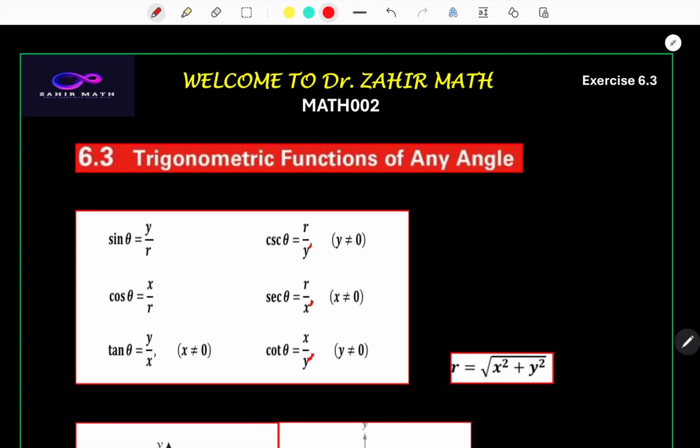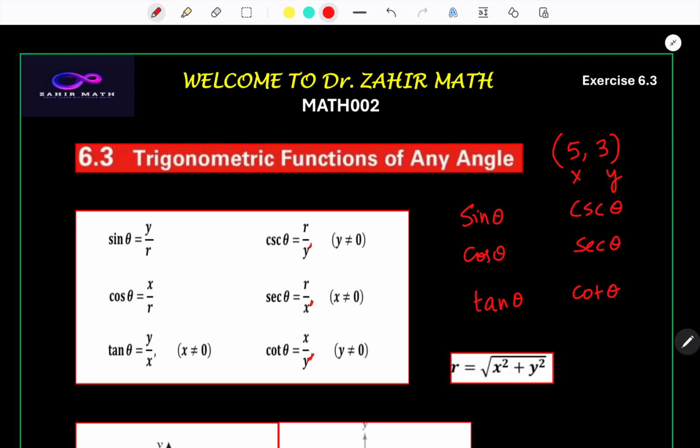So in this exercise, one point will be given. For example, 5 comma 3 will be given. It means x comma y will be given. When x comma y is given, find your sine theta, cosine theta, tan theta, and the reverses: cosecant theta, secant theta, and cot theta. This is what we are going to study in this exercise.